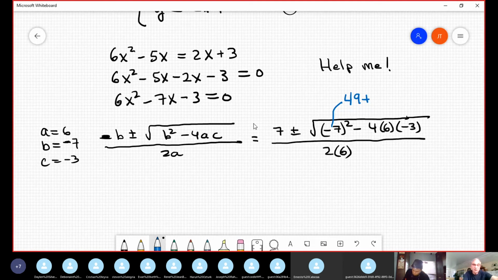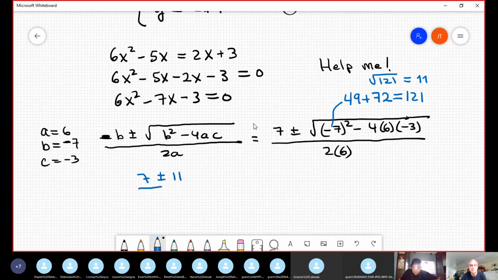Let me put it in the calculator. It's 24 times 3, no? It's 72. 24 times 3, 72. And 72 plus 49 is 121. And what about the square root of 121? 11. And so far we have 7 plus or minus 11 divided by 12. 6 times 2 is 12.